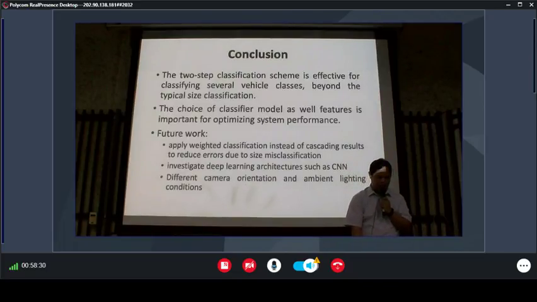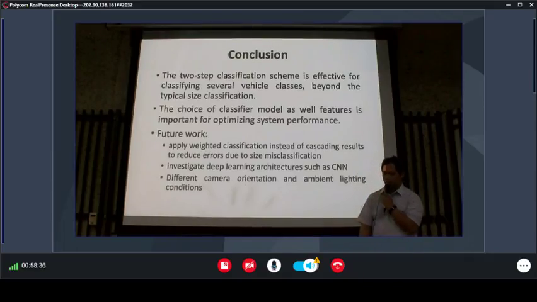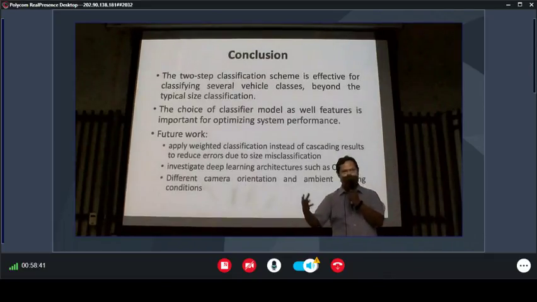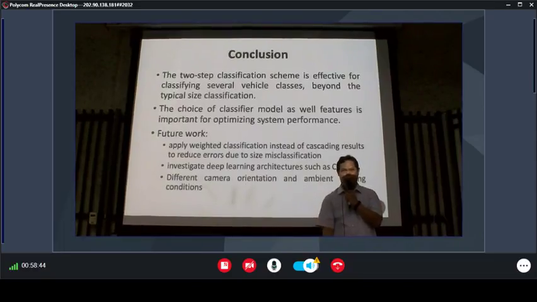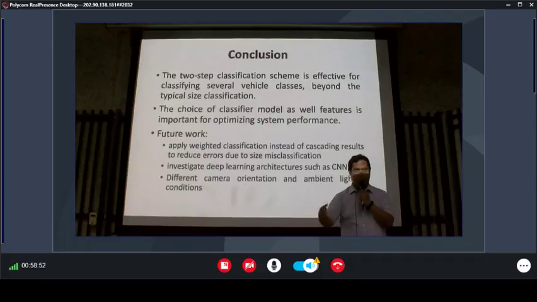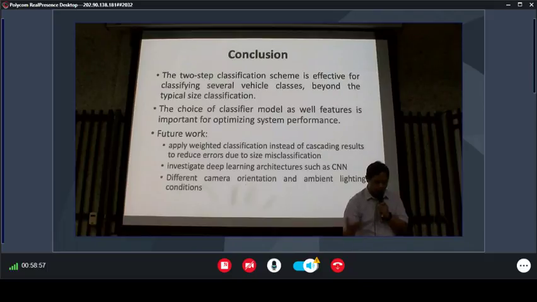Our future works, we have to apply some more optimizations. We have to investigate. We have not yet used any deep learning architecture for this, but we want to benchmark what would be the best that you can get based on the classical techniques that are already known and implemented. And another one would be to investigate how such high-computation architectures would work based on what we have so far. We haven't used different camera orientations, different ambient lighting, rain, traffic, hot weather, etc., nighttime.